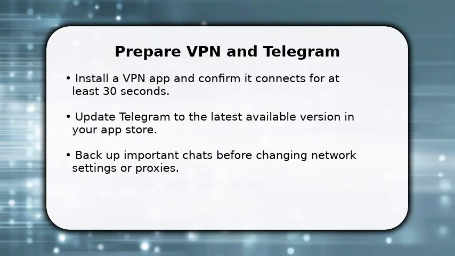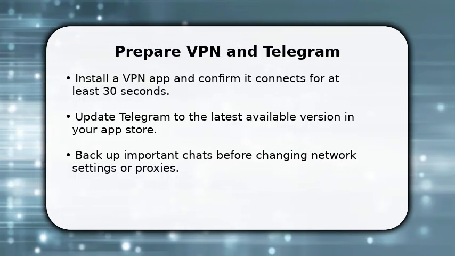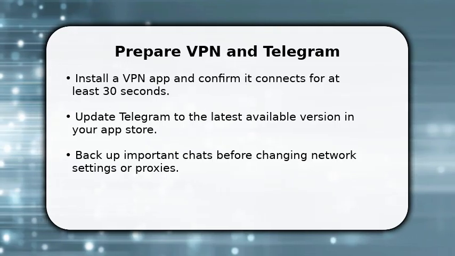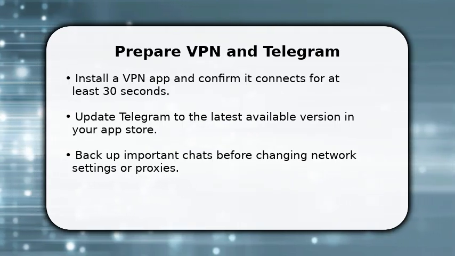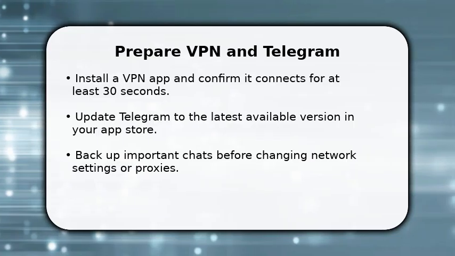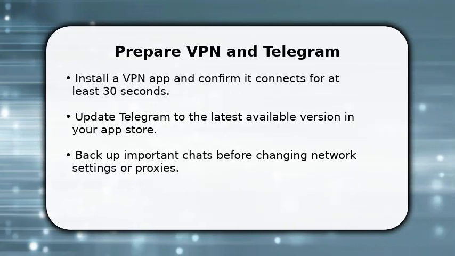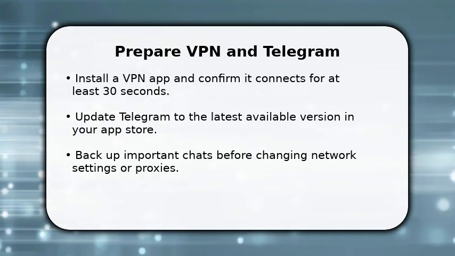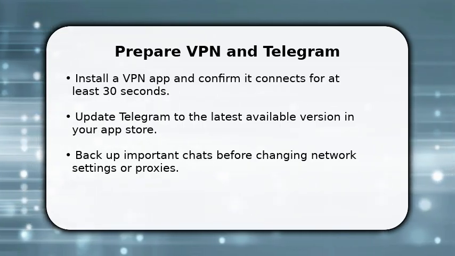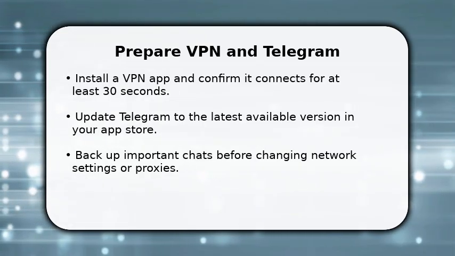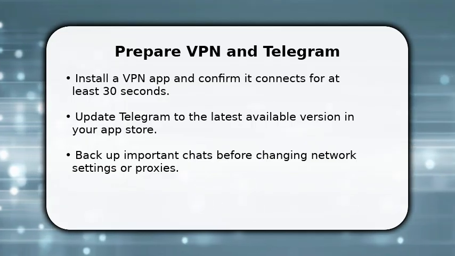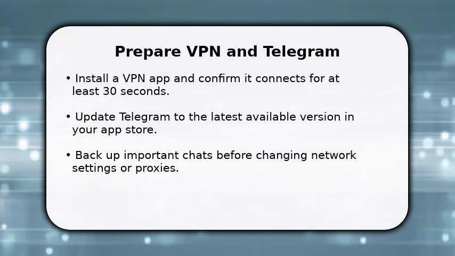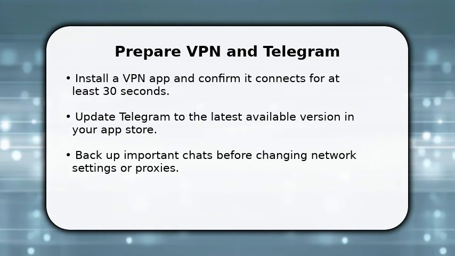First, install a reliable VPN app and confirm it connects for at least 30 seconds. Next, open your device settings and enable the VPN so system traffic routes through it. Then, update Telegram to the latest app version in your store to ensure compatibility. Finally, back up important chats using Telegram settings before changing network or proxy options. This preparation prevents lost messages and helps you verify whether Telegram routes through the VPN connection.